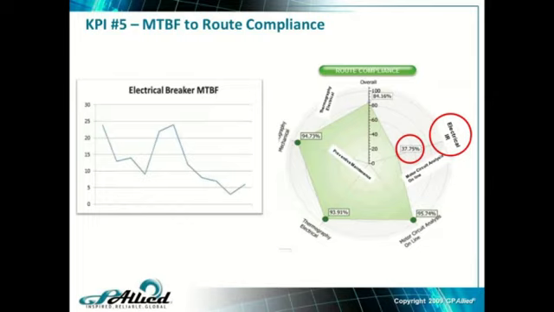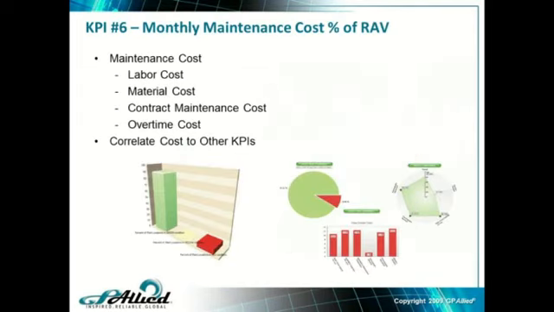Because here, KPI number 5, MTBF to route compliance. If we look at our route compliance for electrical breakers on electrical IR, it is 37%. We've got a problem. In other words, our electrical infrared inspections are not meeting compliance. Someone's not getting to all the equipment for whatever reason. I don't know why, but we need to find out. And you know, all of this affects cost, no doubt about it. Everything we're talking about affects cost. Because if we say it's not about cost, it is.